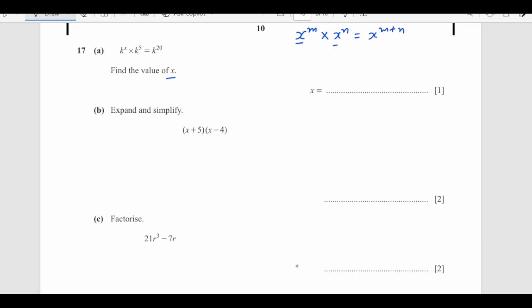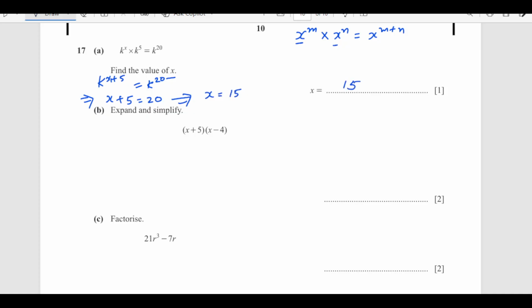So then I will write down here that k power x plus 5 equals to k power 20. Now base k is same, so we will equate the power. So that means x plus 5 will be equals to 20. So this gives us x equals to 20 minus 5, that is 15. So x is going to be 15.